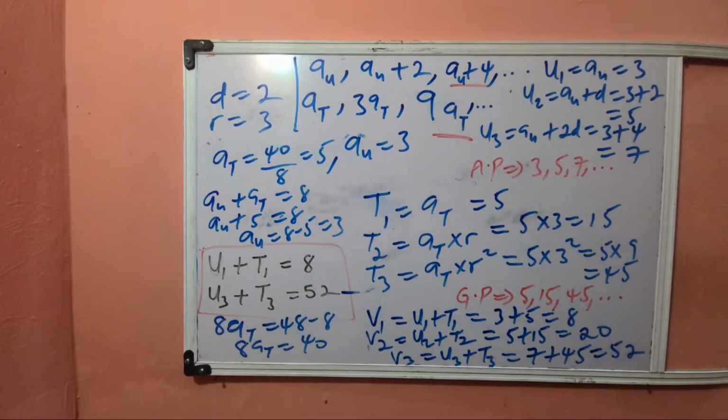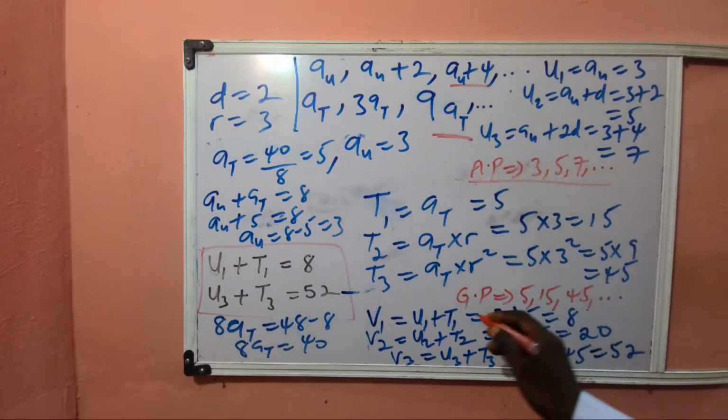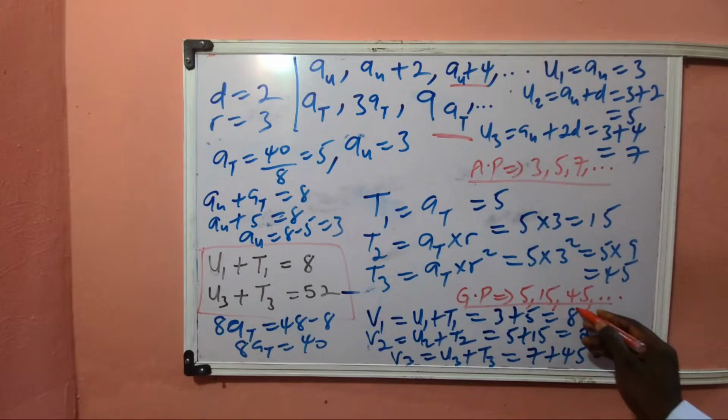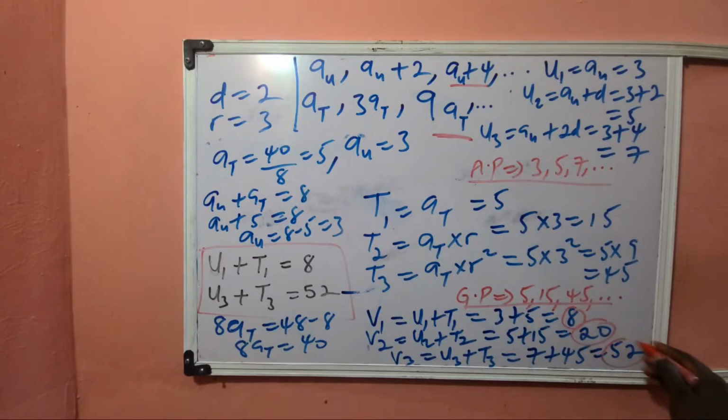So you can see that we have been able to consume this whole question, and we have been able to get the 3 answers that were asked of us. Number 1, we're told to find the AP, then we're told to find the GP, then we're told to find the new sequence. This gives me my values for the AP, this gives me my values for the GP, and these are my values for the new sequence.